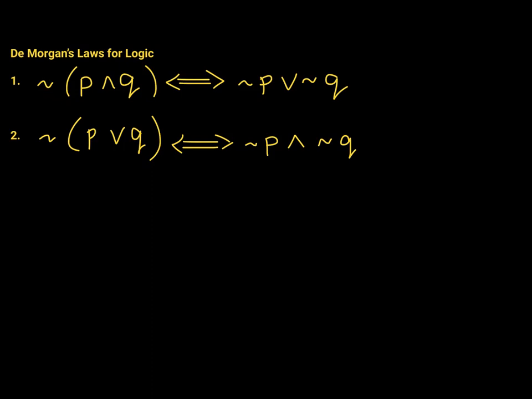If you distribute this negation symbol to both P and Q, it's going to negate P, it's going to negate Q, but what it's going to do to this symbol in the middle is, instead of a conjunction, it's going to make it a disjunction. So now you have not P or not Q. That's how I remember this law. Also, the second law is, if you were to distribute it, it's going to be not P, not Q, but instead of a disjunction, you're going to have a conjunction. So that kind of helps me remember De Morgan's laws for logic.